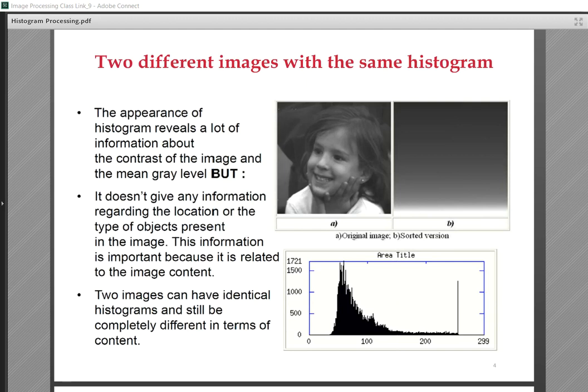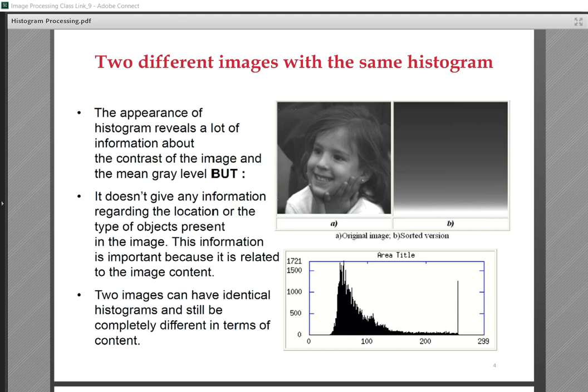In this slide, we see that having only a histogram isn't enough. Histogram is very good, okay, but isn't enough, and we need other information for the definition of our image. For example, here are two different images with the same histogram. This is an image. This is another image, okay? But both of them have the same histogram.